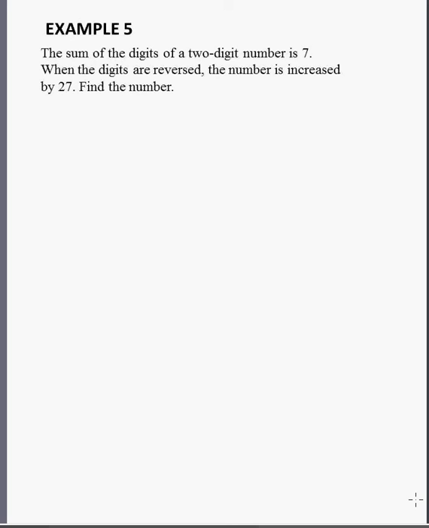The sum of the digits of a two-digit number is 7. When the digits are reversed, the number is increased by 27. Find the digits. So here, like I said earlier on, you want to do a try and error method.